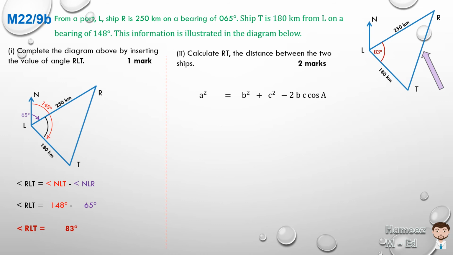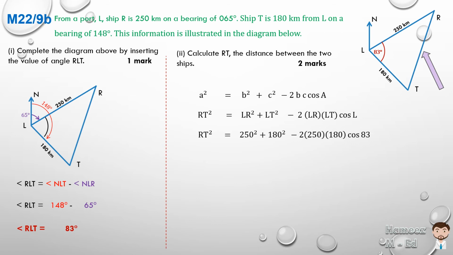And we know the angle opposite that. So RT squared is equal to LR squared plus LT squared minus 2 times LR times LT times cos L. We can substitute 250 squared plus 180 squared minus 2 times 250 times 180 cos 83. And we could work out the entire thing one time, or we could work it out in parts.